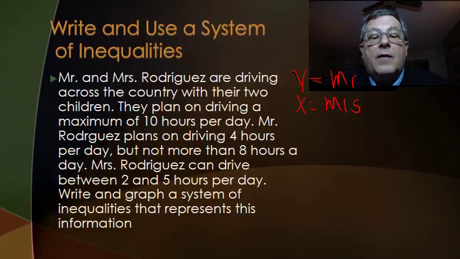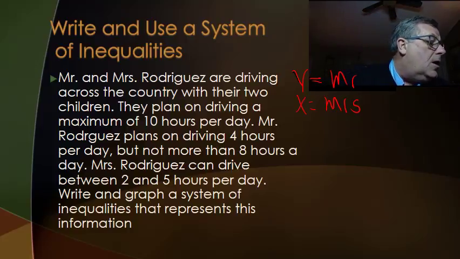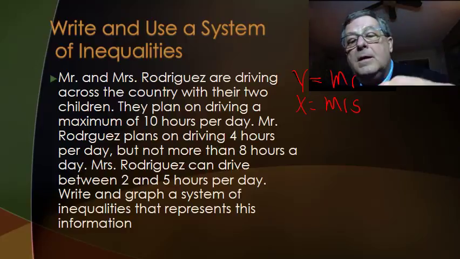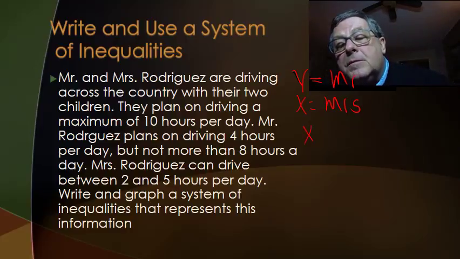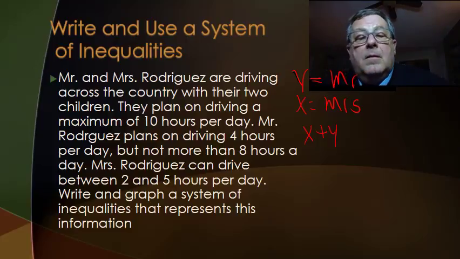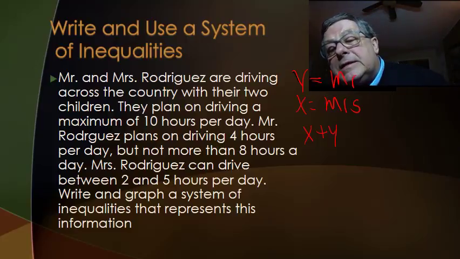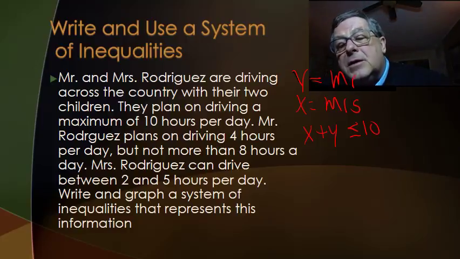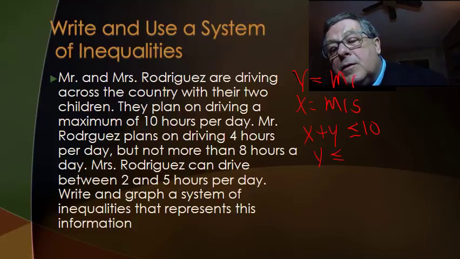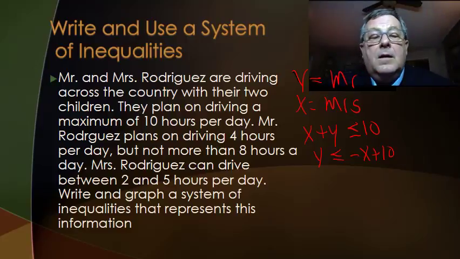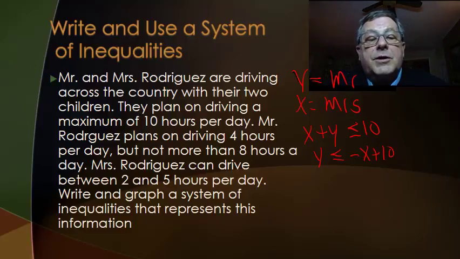All right, both of them plan on driving a maximum of 10 hours per day. So that would be x plus y, maximum, so that would be less than or equal to 10. And I really need to get that in slope-intercept form, so I got y is less than or equal to negative x plus 10. Okay, so far so good.